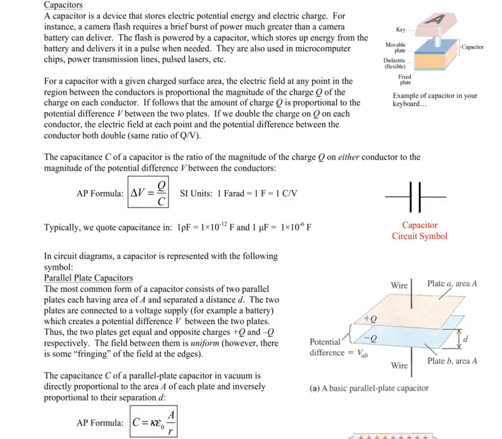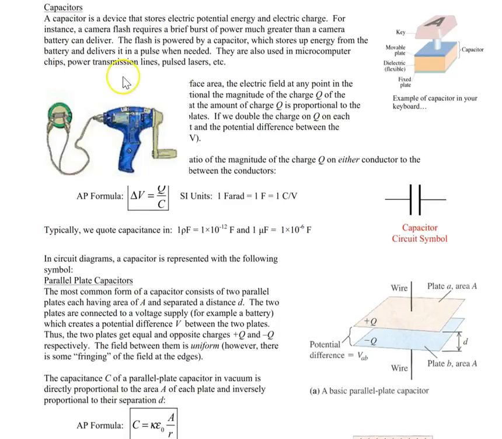Capacitors. Capacitors consist of two conductors that are not touching each other. It's a device that stores charge or electrical energy by separating the positive and the negative charges from one another.